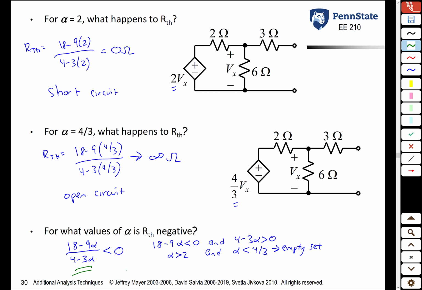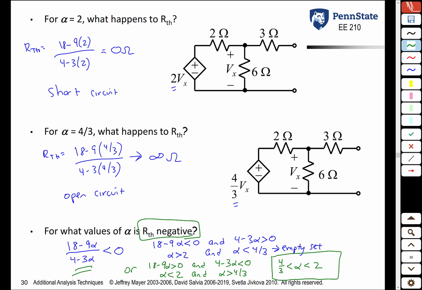But you can also get this expression here to be negative if the numerator is positive and the denominator is negative. So the alternate approach is to make the numerator positive and the denominator negative. Let's solve these inequalities. First inequality is the same thing as saying that alpha is less than 2. And the second inequality, solving for alpha, you get alpha is greater than 4/3. What this means is that if alpha is between 4/3 and 2, we get a negative resistance.